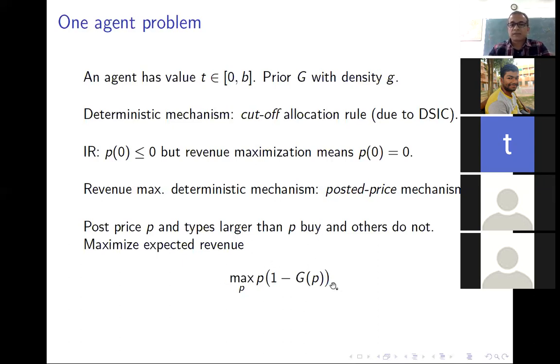To maximize expected revenue, the seller must maximize this particular expression. Maximize over all possible cutoff points where P is greater than or equal to 0, P times (1 minus G(P)). So this is a standard optimization problem, and one can solve this.